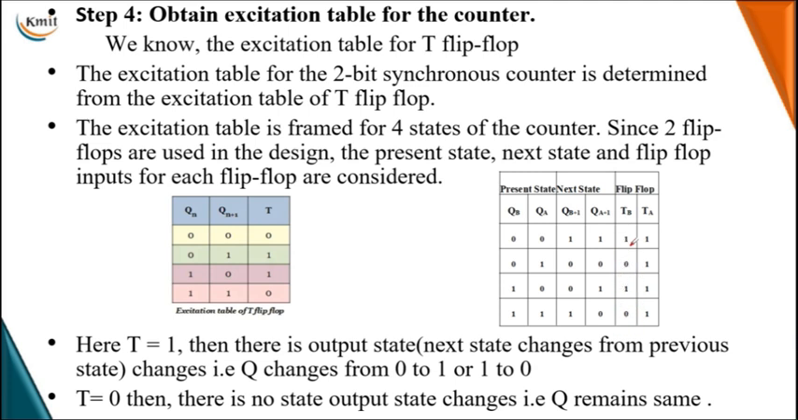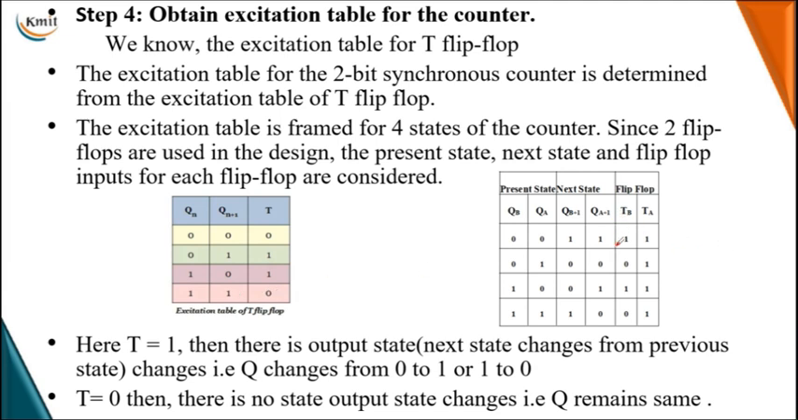this counter down sequence. Now, 0 to 0, the toggle input is 0, no state change here, same state. 0 to 1, the toggle input is 1, and the state will be toggled from 0 to 1. 1 to 0, the toggle input is 1, so it causes the state transition to the complementary state, from 1 to 0. 1 to 1, there is no toggling, the same state continues, hence the toggle input is 0 in your excitation table. So based on these transitions: 0 to 0, the input is 0; 0 to 1, 1; 1 to 0, 1; 1 to 1, 0.